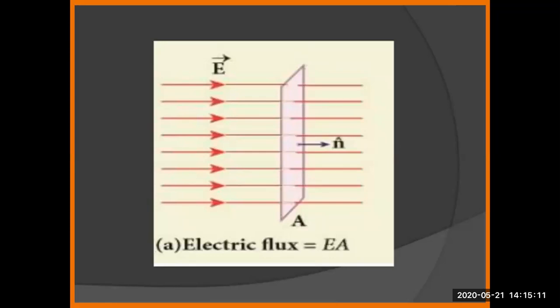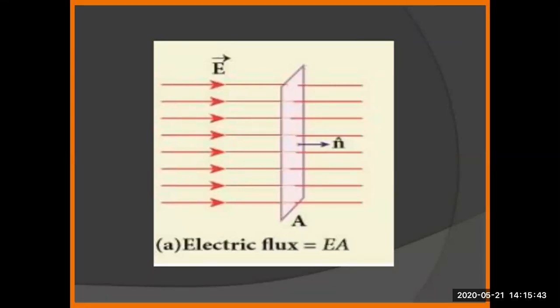Now let's see this. The electric flux lines are passing through. Now look at this figure. Can you see this? Yes, I can see this. The red lines are coming for the electric field lines, and n is the perpendicular direction of this area A, the direction of the area vector.